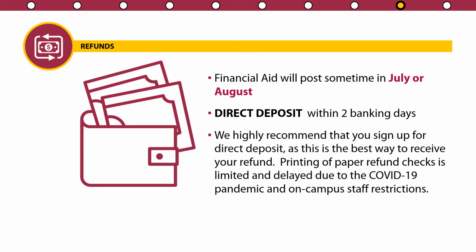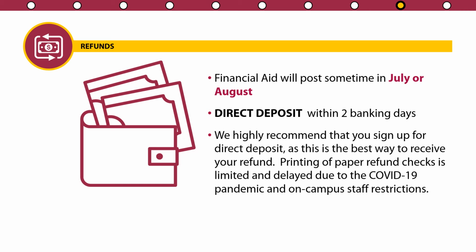If you are anticipating receiving a refund back, you will want to sign up for direct deposit. Direct deposit is done through your Locus account, so click on Locus, Campus Finances, Refund Direct Deposit Profile. You will need to input your current banking information, so that way when your refund is processed by the cashiers, you will receive that refund in your bank account within 2 banking days.